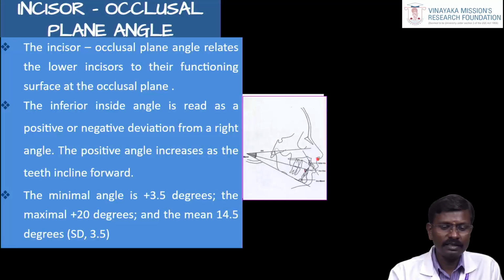Then we are comparing the incisor to the occlusal plane, both the upper and the lower incisors. Here we will draw the long axis of the upper incisor to the occlusal plane and the long axis of the lower incisor to the occlusal plane. Here in Downs analysis, we will consider only the lower incisor to the occlusal plane. The inferior inside angle is read as a positive or negative deviation from the right angle. This shows the position of the lower incisor. If it is less, it shows more proclination; if it is more, it shows more upright.